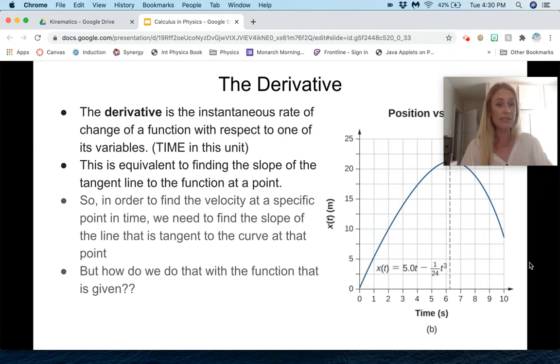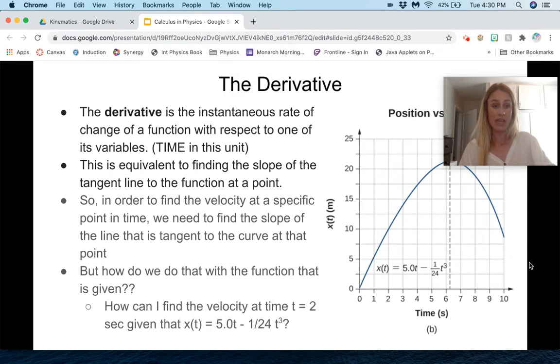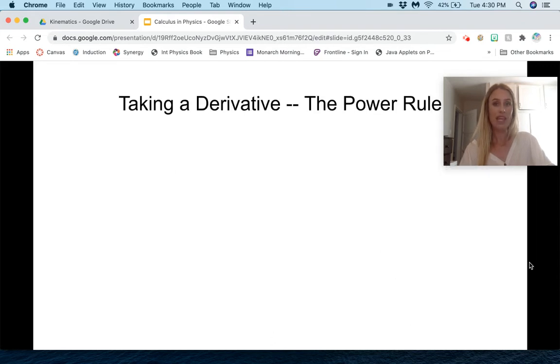But how do we do that with the function that is given? We did an example where we approximated this instantaneous velocity, or approximated the slope, but what if we want to know the exact instantaneous velocity at that time given that function? So how can I find the velocity at time t equals 2 seconds given that the position as it changes with time is equal to 5t minus 1/24 t cubed? We're going to take the derivative. That's how we're going to do this.